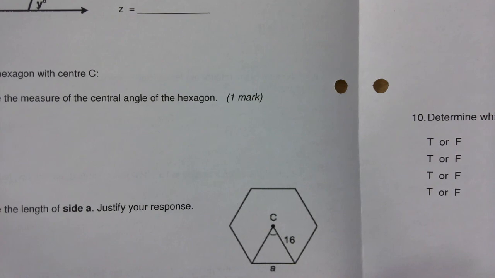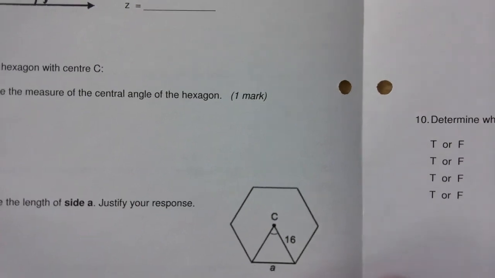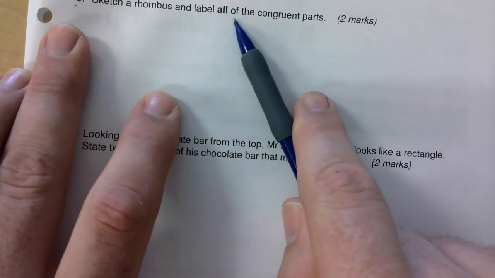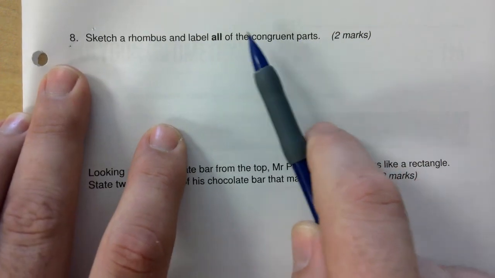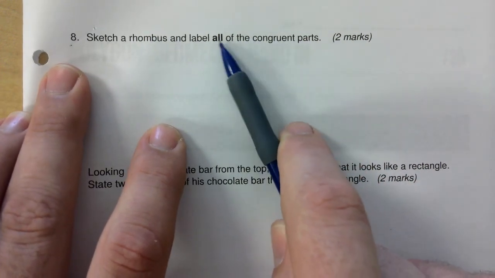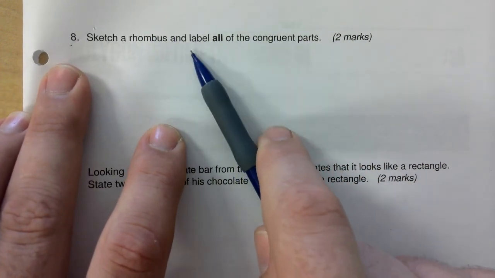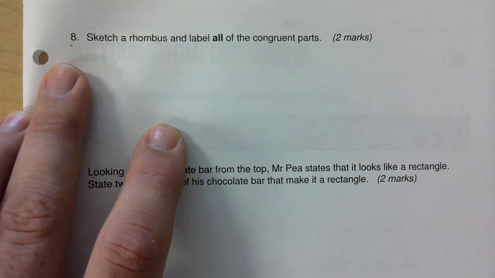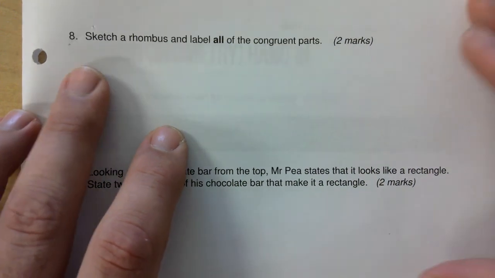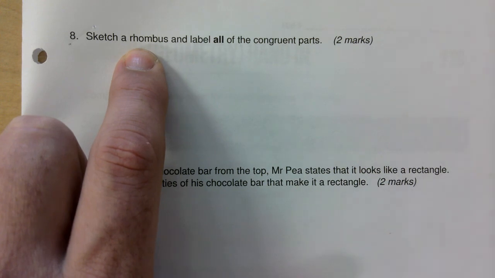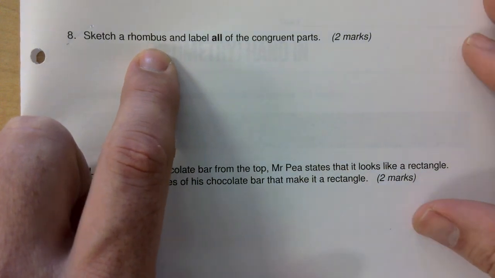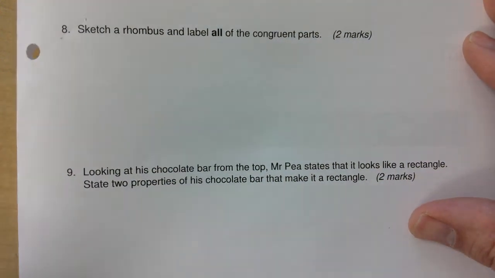So this also takes you through other, like these ones here, 8 and 9. Sketch a rhombus and label all congruent parts. It's saying all congruent parts, so make sure you do that. Okay, you got to be able to do that with any of the shapes that we've studied. This is a quadrilateral, one of those that we studied a couple of days ago. So that's that. Okay.